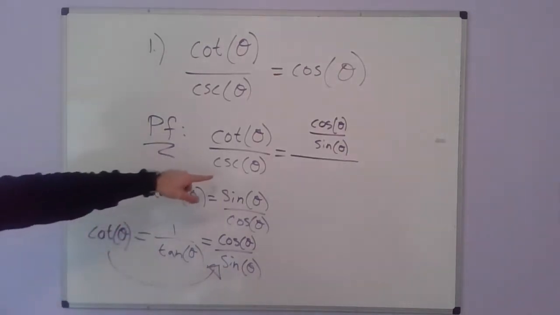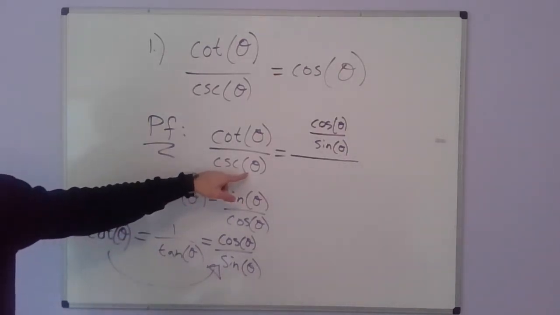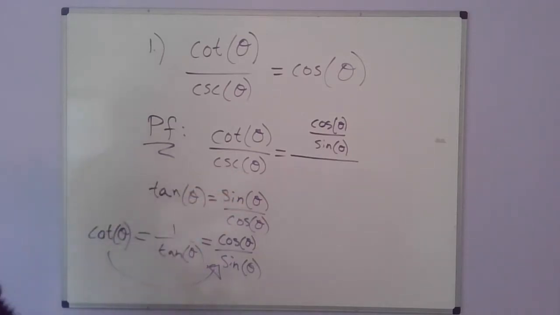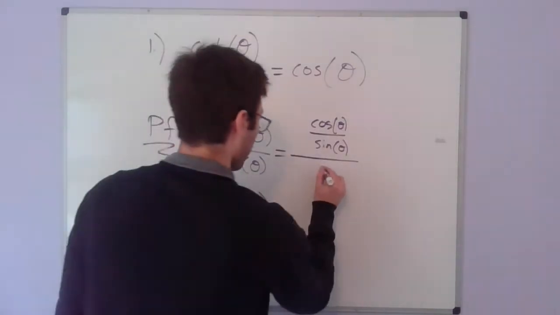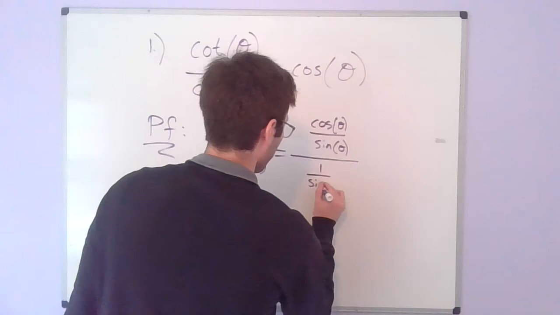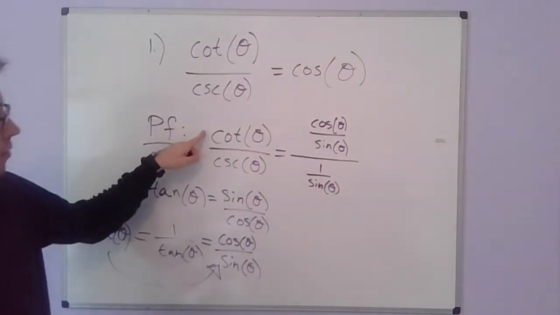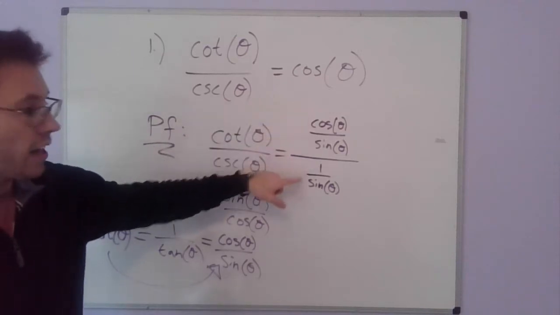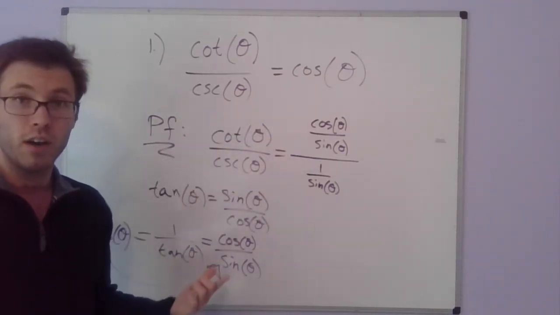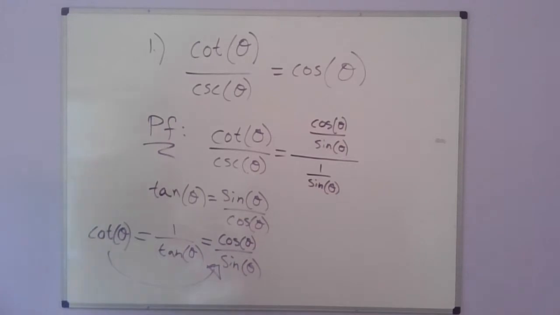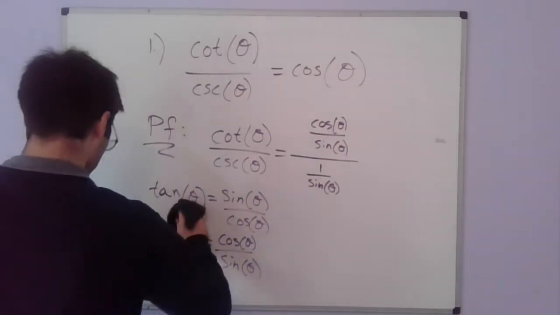Now, cosecant of theta is equal to 1 over sine of theta. So I'm going to write 1 over sine of theta here. Notice I wrote every single thing in terms of cosine and sine now. So I'm doing good right here. All right, I'm going to erase this.